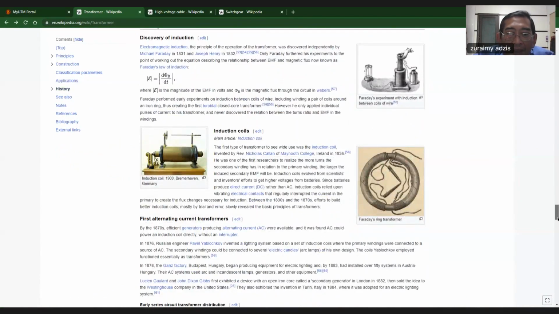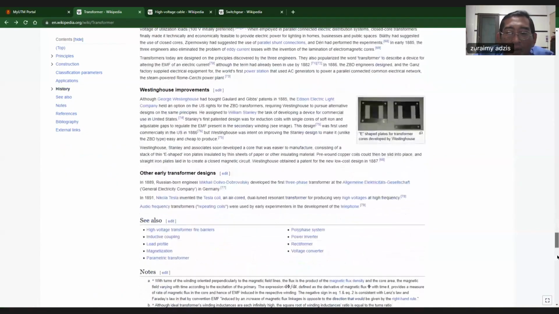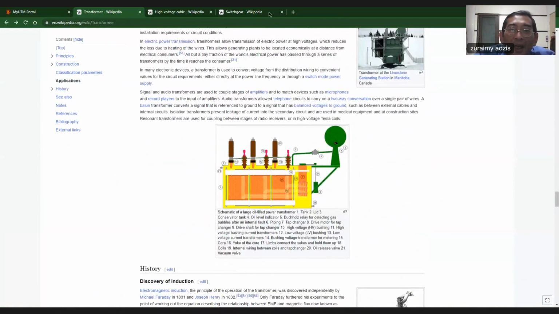And if you look further, it's about induction coils and no more about testing. All right, so let's pause for a while and change from transformer to switch.